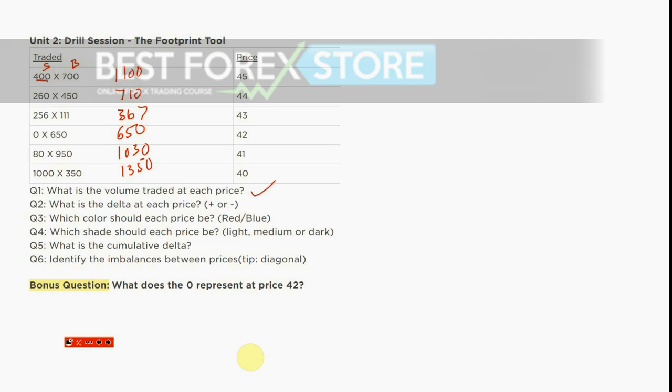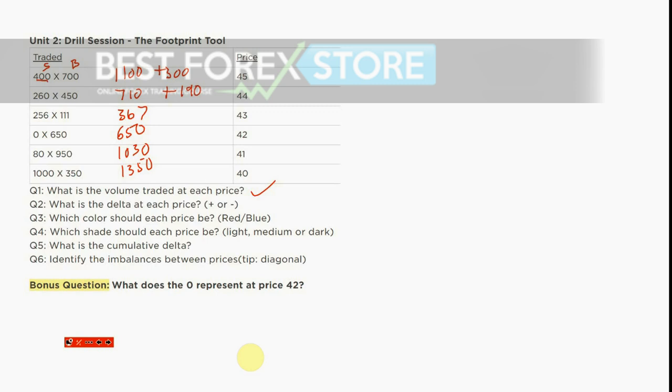Hopefully you got that right. Now the next thing is, what is the delta at each price? To get the delta, you simply subtract the two from each other. So 300 in the first example, except you now need to add either a positive or a negative sign. Remember, the delta is merely the interaction, or who won the battle at that price. In the first example, we can see there was more buying at 45 than there was selling, therefore it will be a positive 300 delta. Likewise for the next, the buyers won this price again, and it was a positive 190 delta.